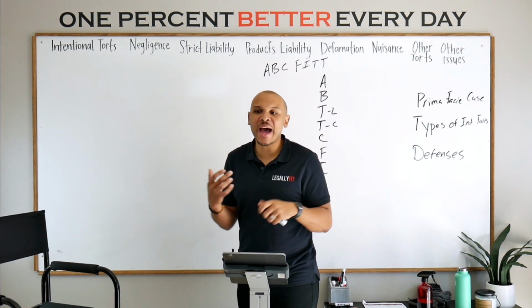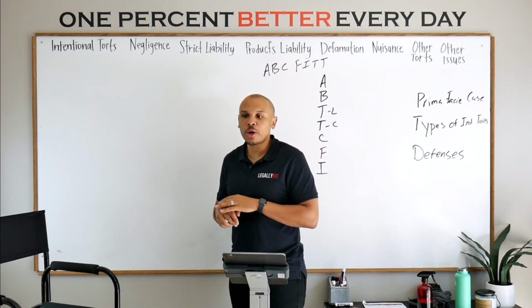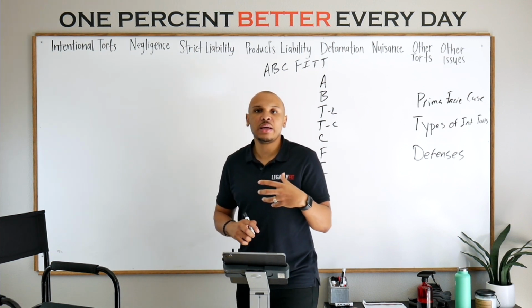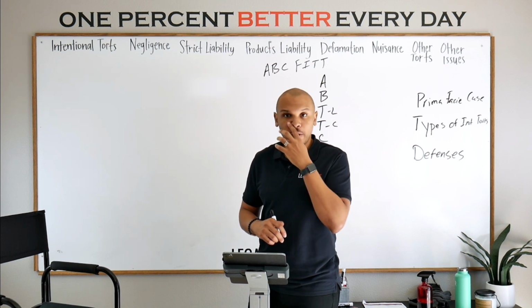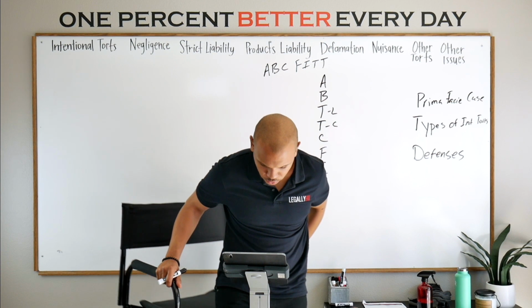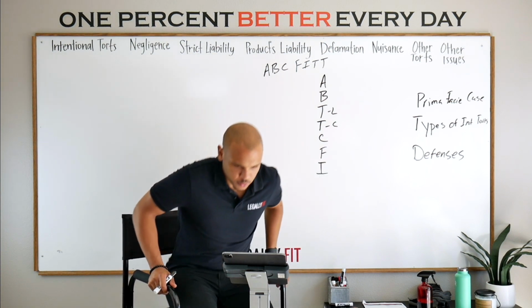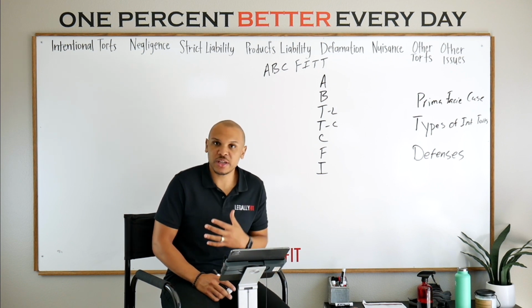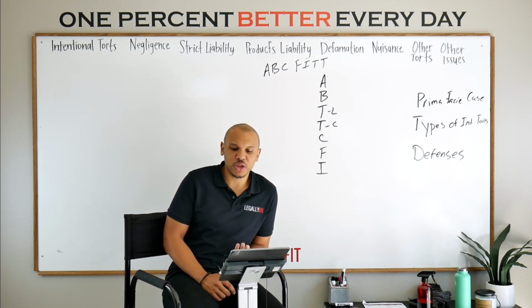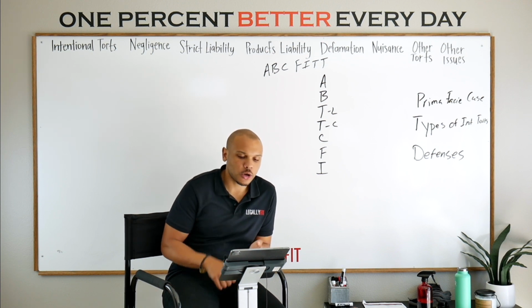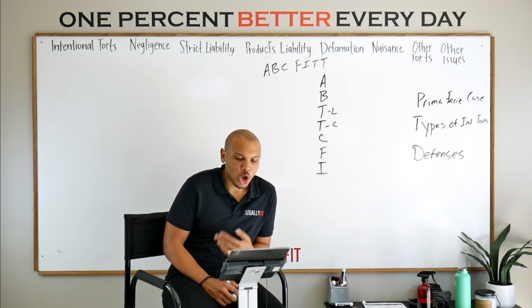Then we have battery. Let's go back to Wood on this one. So battery, what is the forbidden harm that we're focused on preventing here, Wood? Causing harmful offensive contact to a plaintiff. Exactly, to the plaintiff's person. Very similar to assault in the elements. Let's run through it really quickly. You have intentional, you have cause, the exact same. Harmful or offensive contact, the same.